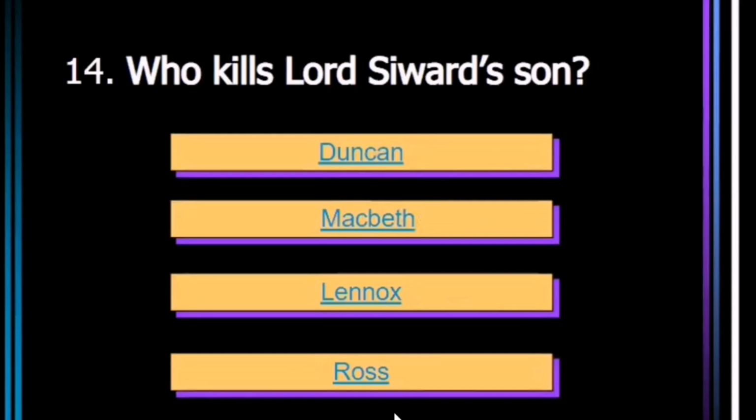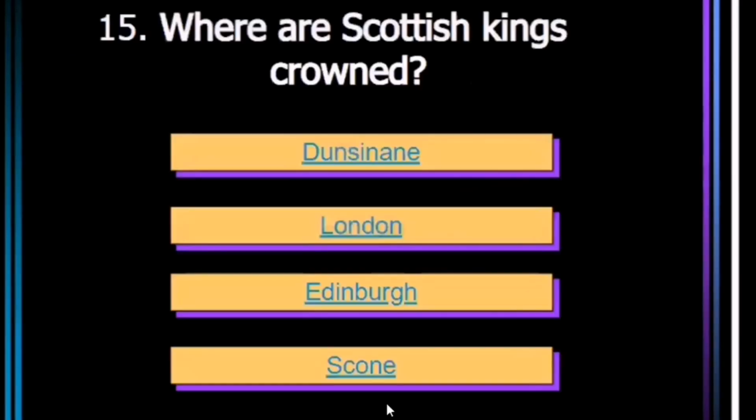Who kills Lord Siward's son? Duncan, Macbeth, Lennox, Rose. The answer is Macbeth. Where are Scottish kings crowned? The options are Dunsinane, London, Edinburgh, Scone. The answer is option D, Scone.